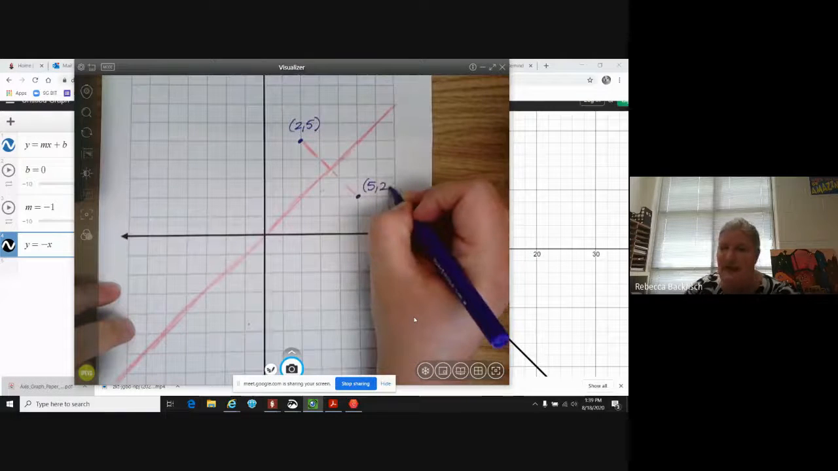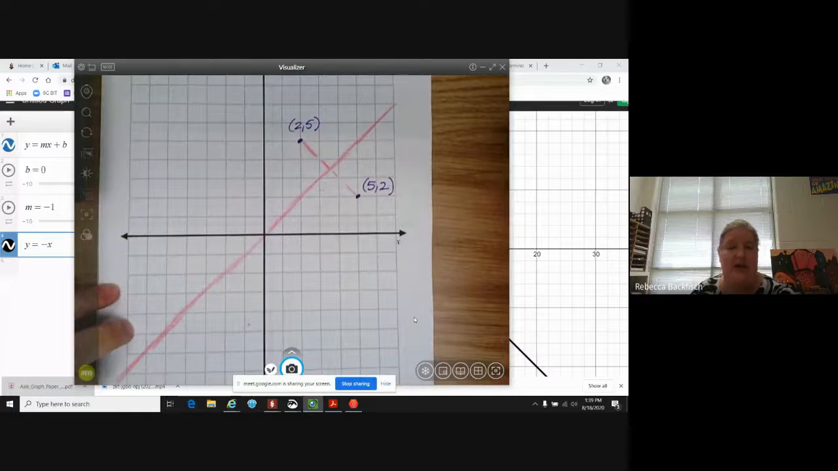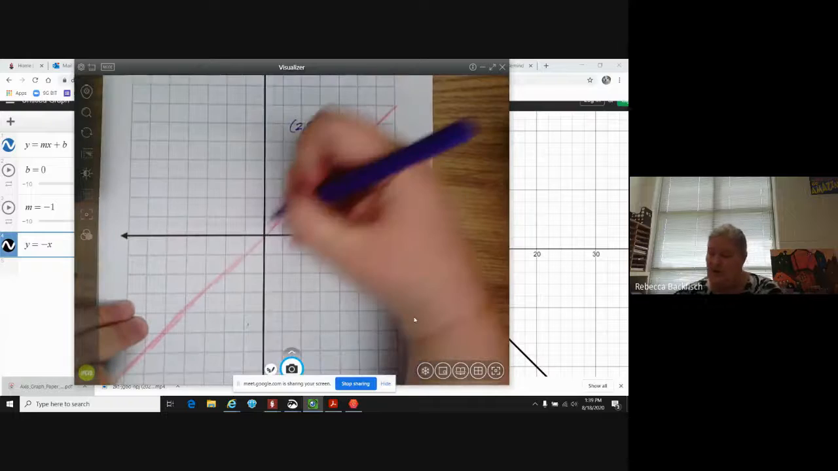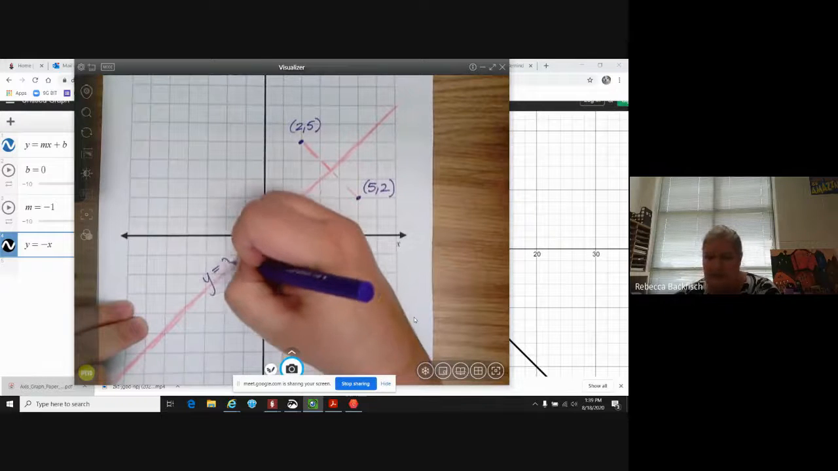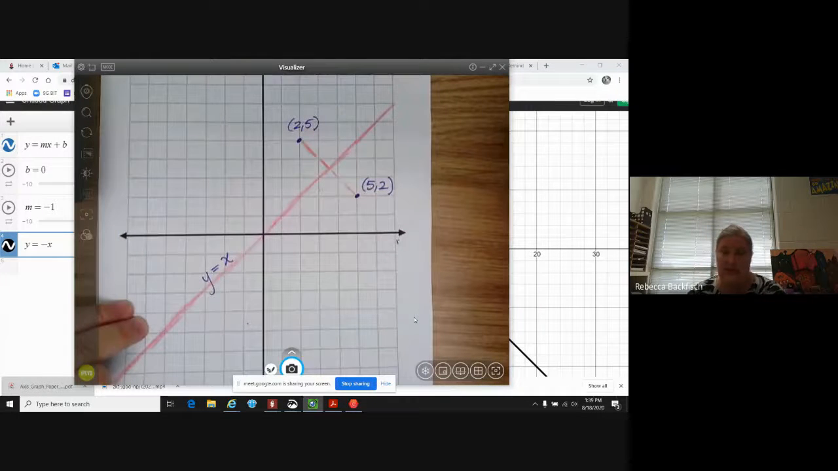So let's look at what happened. None of the signs changed. What happened was that the x and the y just sort of traded places. And that's what happens when you reflect across the line y equals x, because that's what line this is, y equals x. Your coordinates just trade places.